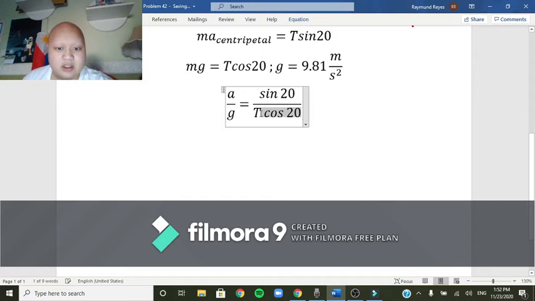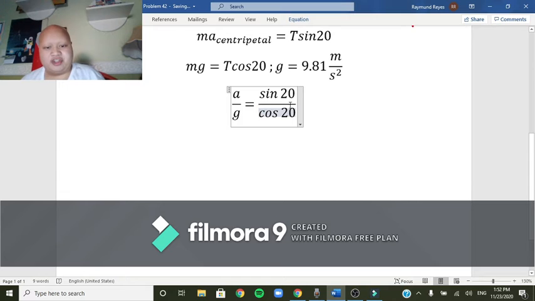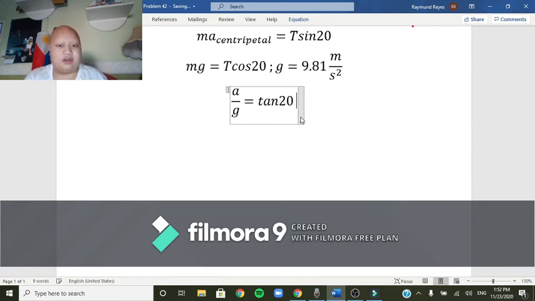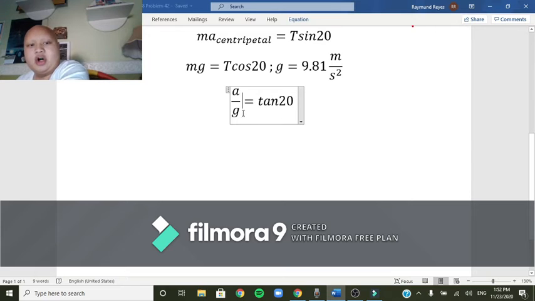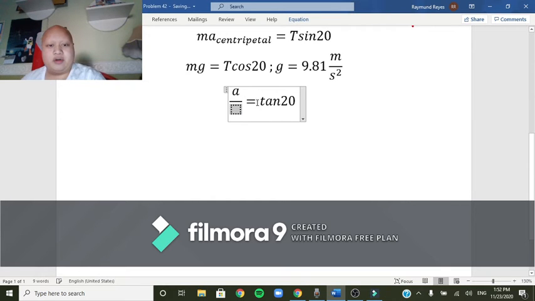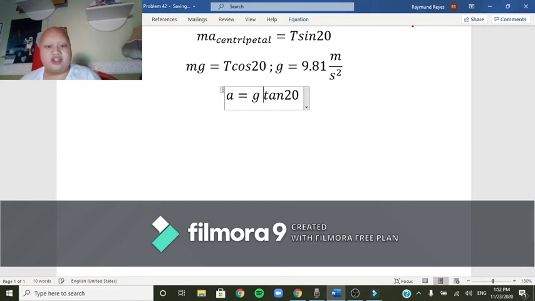If you know your trig functions, you know that sine of theta divided by cosine of the same angle will equal tangent theta. So there you go, and acceleration divided by g will equal tangent 20. But then we need to isolate a, so we have to put the gravitational acceleration on the other side, so it's g tan 20 equals a.